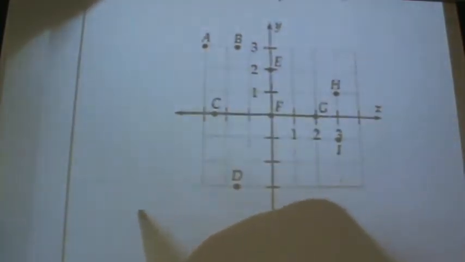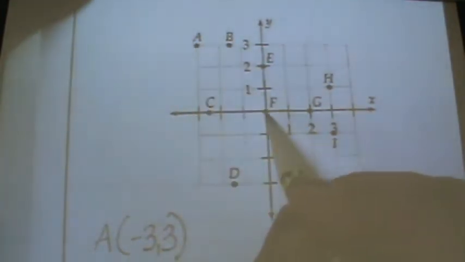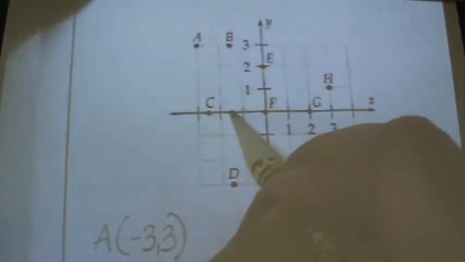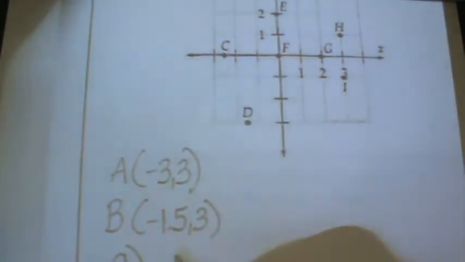So where's point A? It's right here. A has the ordered pair -3, 3, because to get to this point, you go 3 to the left and 3 up. B looks like it's about -1, 5, 3. C is about -2.5, 0.